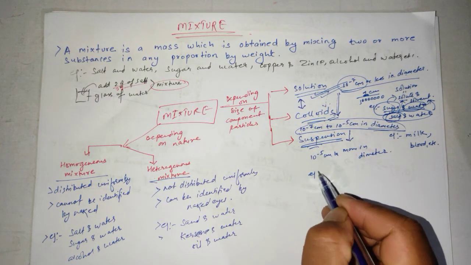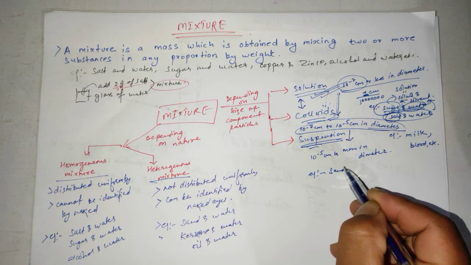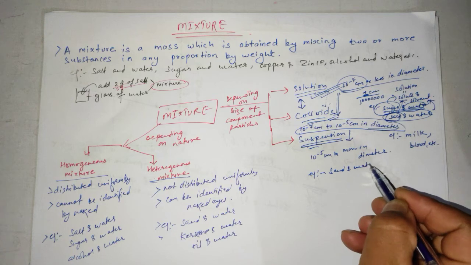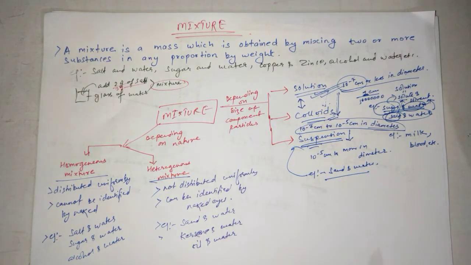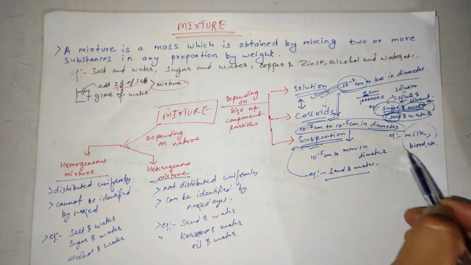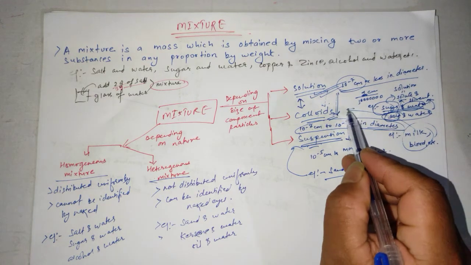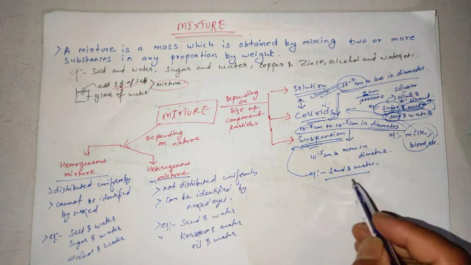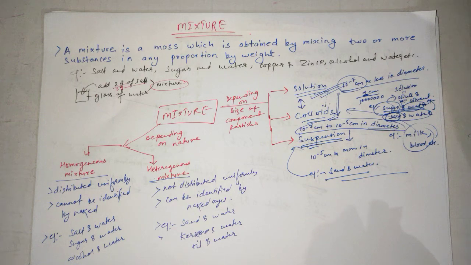We can take an example of sand and water. This is an example of suspension. Sand and water is an example of suspension. Milk, blood, it's an example of colloids. Okay, I hope you understand.